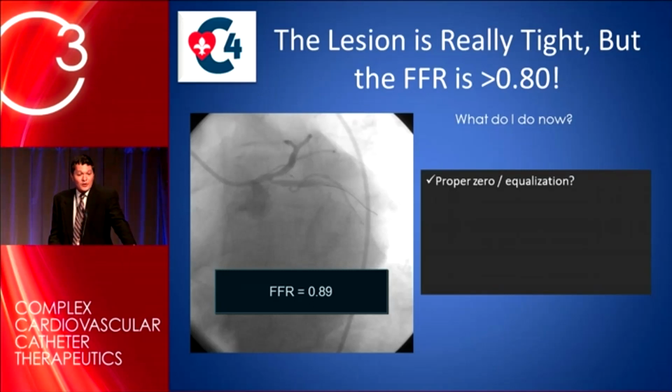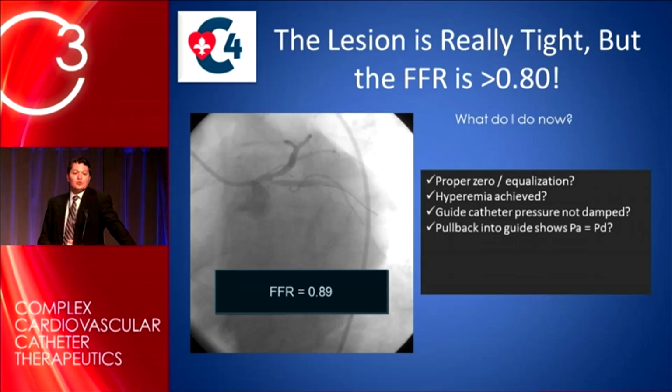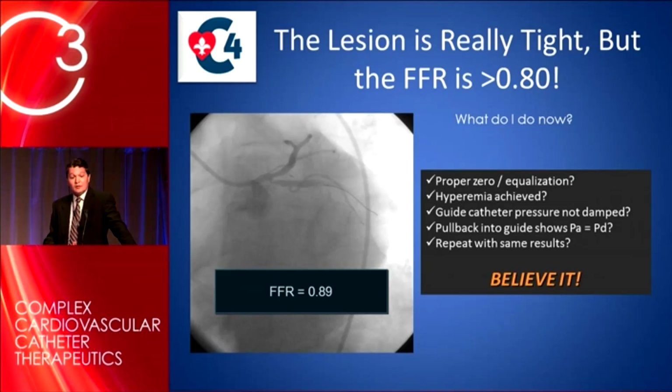Did we go through the right steps? Did we get proper zeroing of the arterial pressure? Did we get proper equalization of the arterial pressure and the guide wire? Did we achieve adequate hyperemia? Did we have a good guide catheter pressure and we were not damped? Did we pull the wire back to the ostium and make sure that those pressures still matched up after we measured it? Do we repeat it again just to make sure we get the same result? And if all these are true, we should believe it and move on.